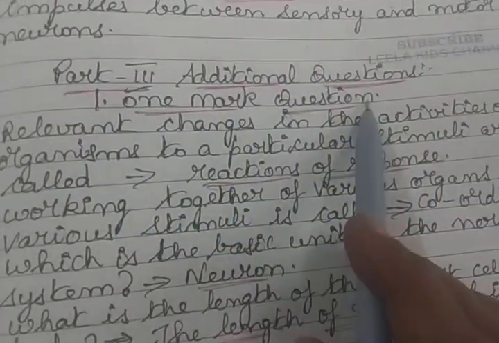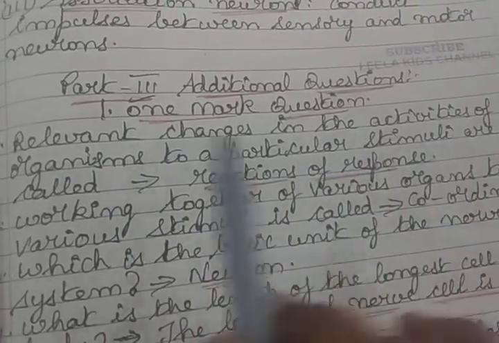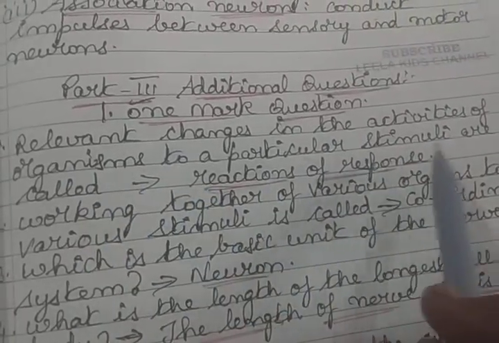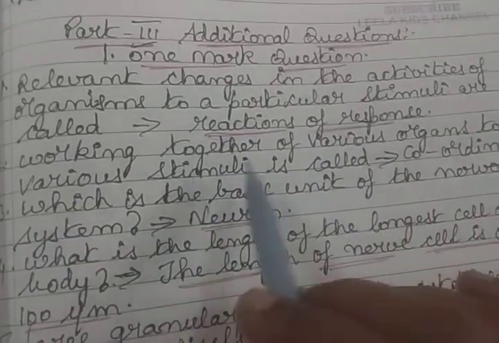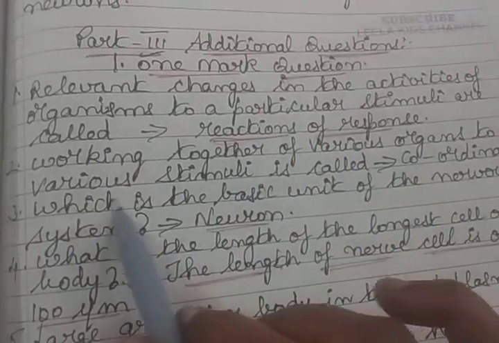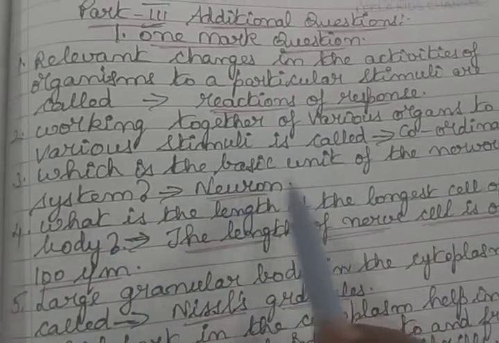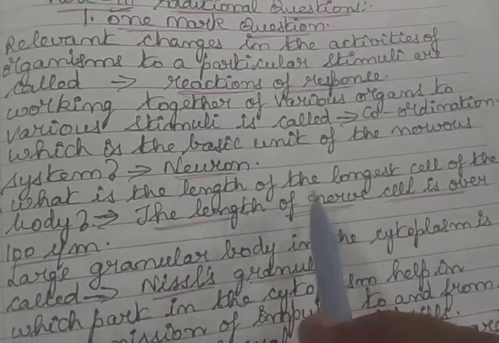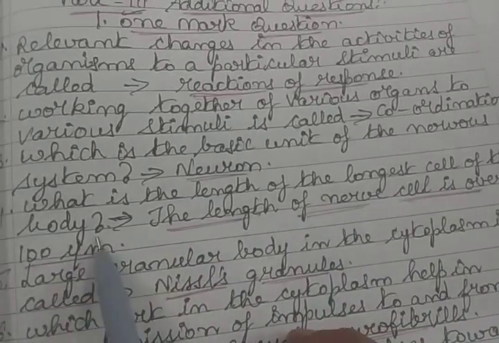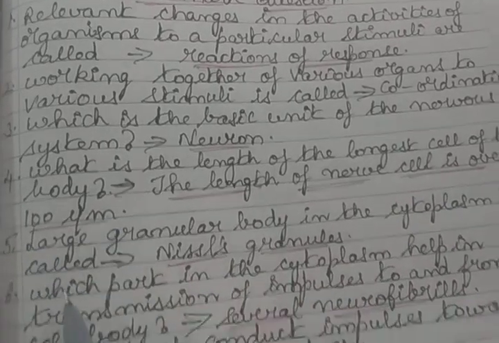Part 3 additional questions. Relevant changes in the activities of organisms to a particular stimuli are called reactions or response. Working together of various organs to various stimuli is called coordination. The basic unit of the nervous system is the neuron. What is the length of the longest cell of the body? The length of nerve cell is over 100 μm.